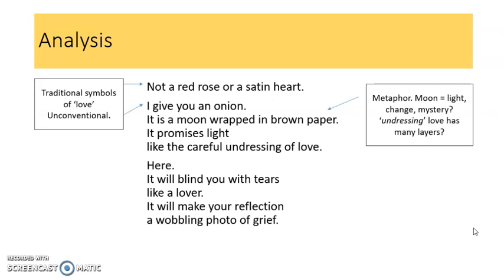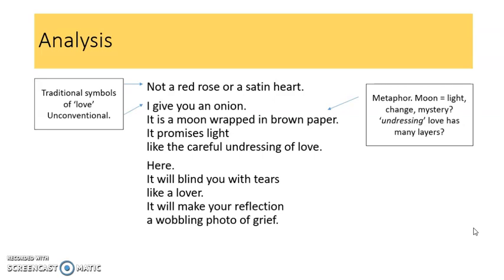So Duffy here uses a metaphor. So the moon wrapped in brown paper. So the moon is the sort of the onion inside the brown paper, wrapping the skin of the onion. A moon can represent light or change, possibly even mystery.